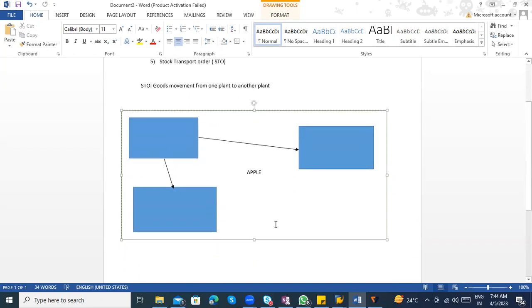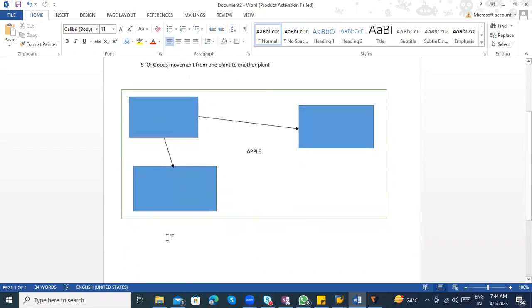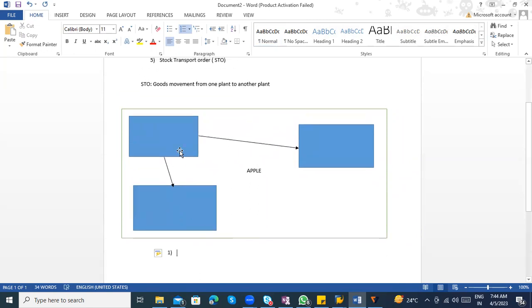So how can you do that? So FedEx, oh, sorry. I said FedEx, but that's a third party. Sorry. So these transports, we can say internal transport. That is what we call intra STO.